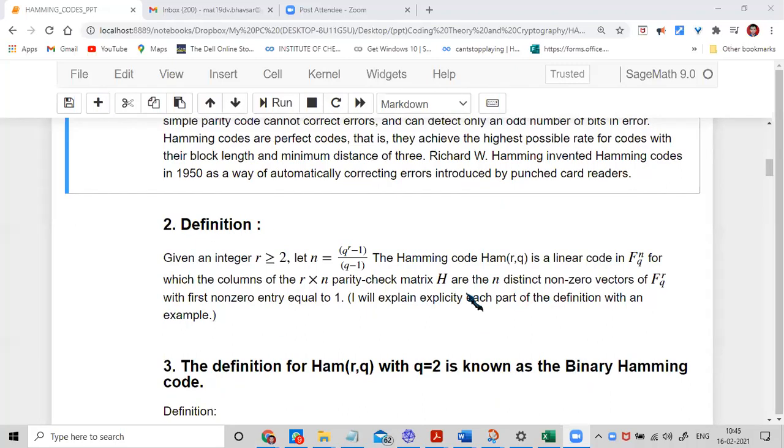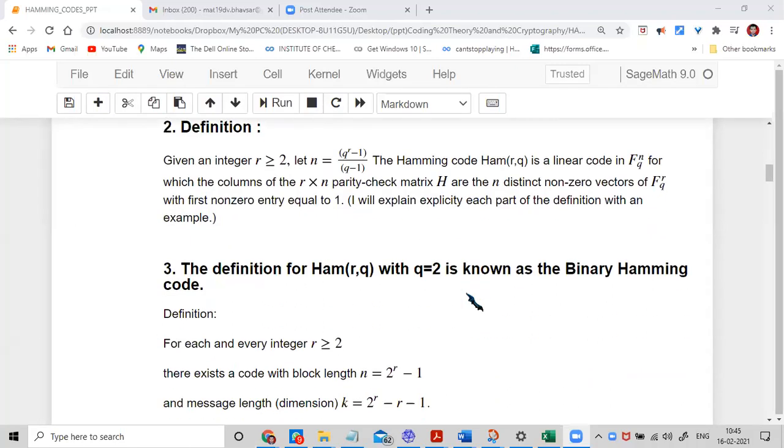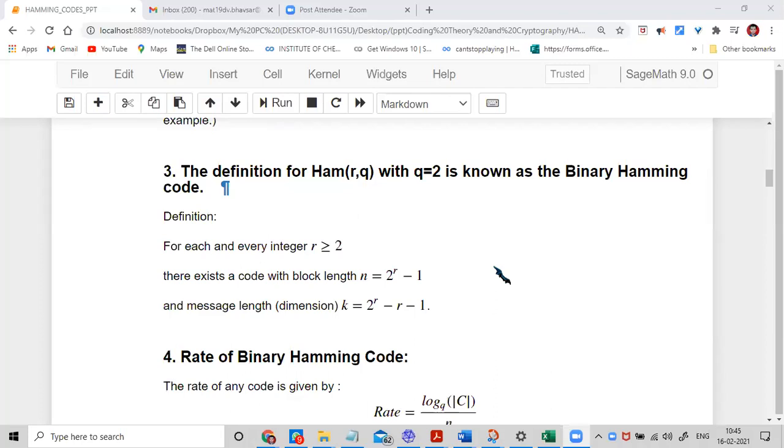Explaining this nicely, the definition which I'm going to restrict to now is for q equal to 2. For q equal to 2, the field has the values 0 and 1, and this code is known as the binary Hamming code. According to the definition, again r is greater than or equal to 2. The n we get is 2^r minus 1, and the dimension, that is the message length we need to send, is 2^r minus 1 minus r.